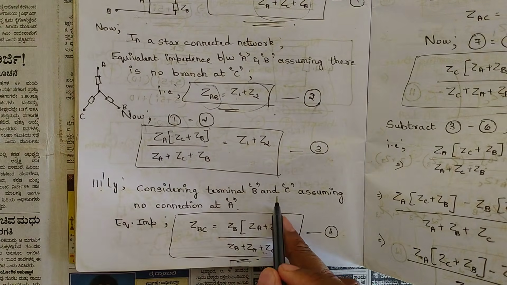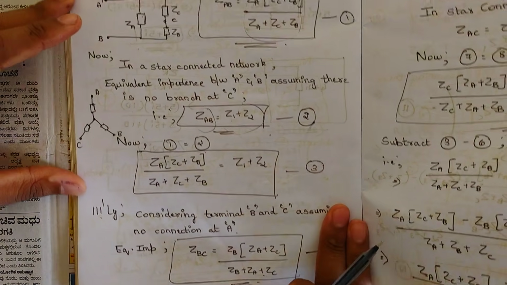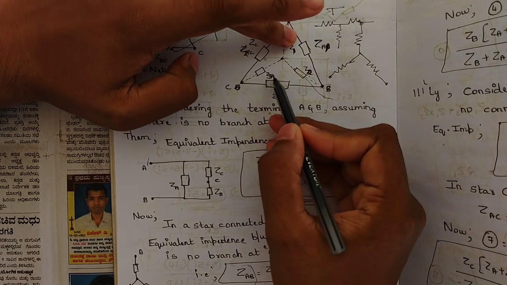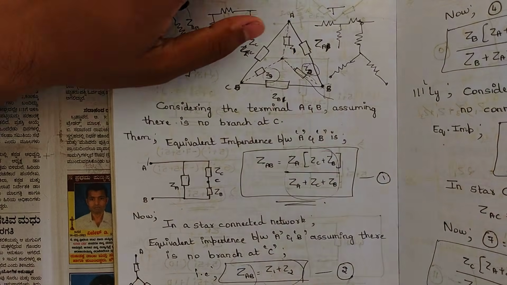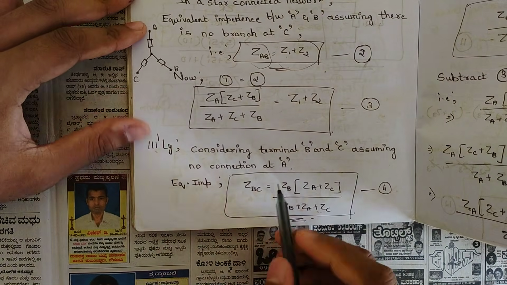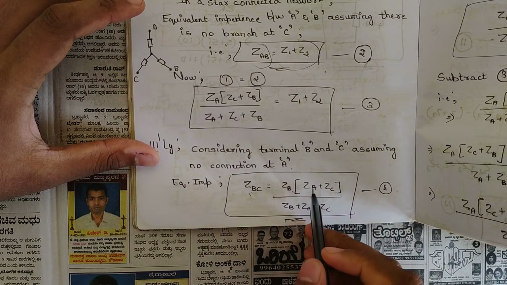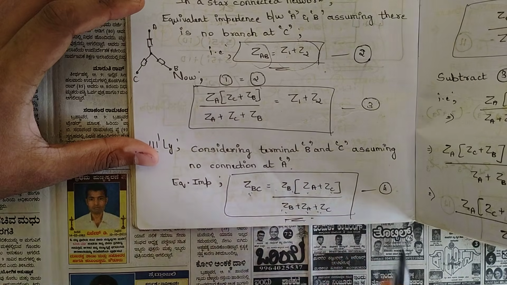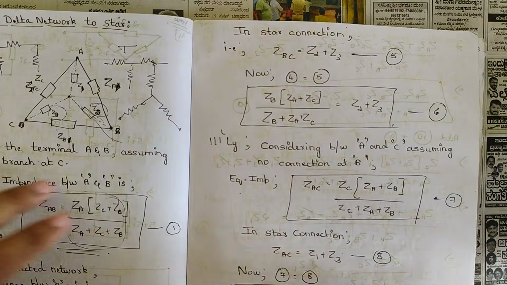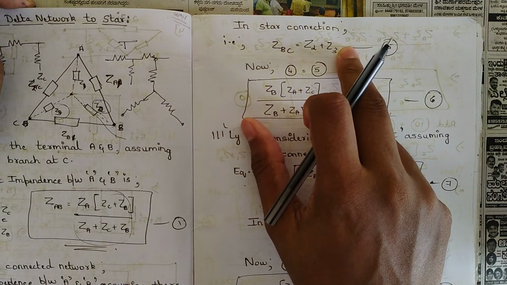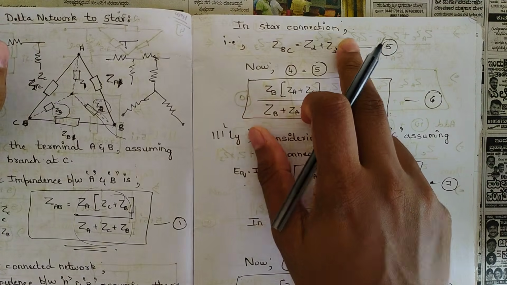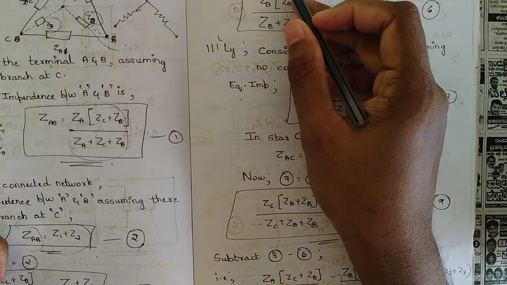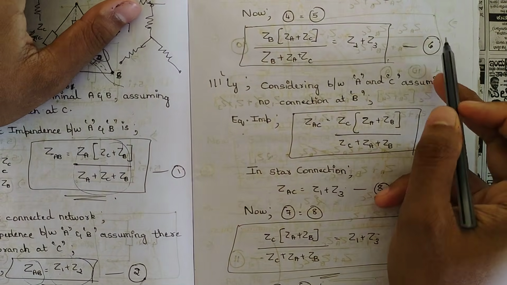Similarly, considering the terminals B and C, assuming no connection at A. Now consider only the terminals B and C and no connection at A. The impedances here are Z2 and Z3. So we would be getting Z of BC is equal to Z of B into Z of A plus Z of C divided by Z of A plus Z of B plus Z of C. This is equation 4. In star connection, this would be equal to Z2 plus Z3. Similarly, equate the Z of BC equations and we would be getting this equation. Name it as equation 6.